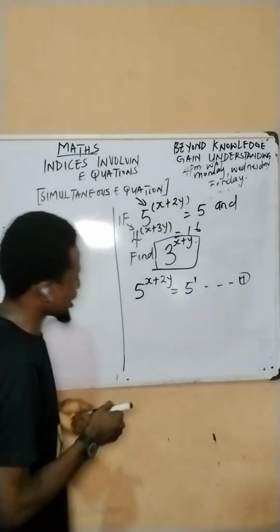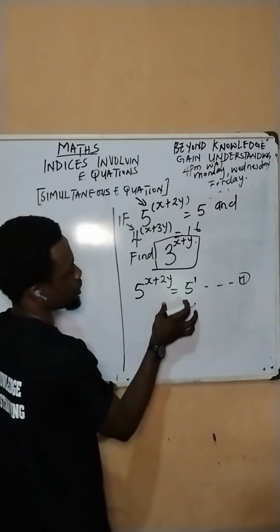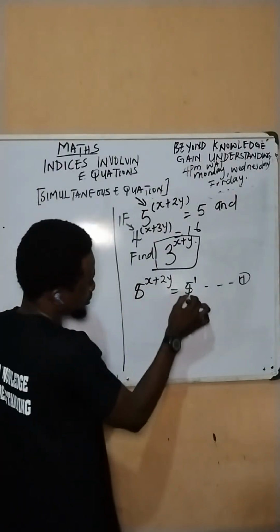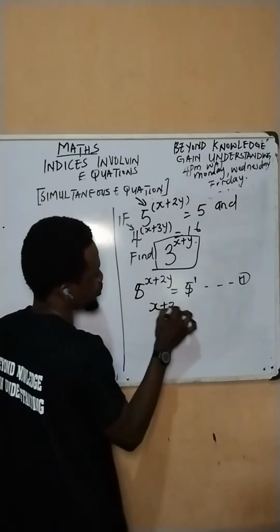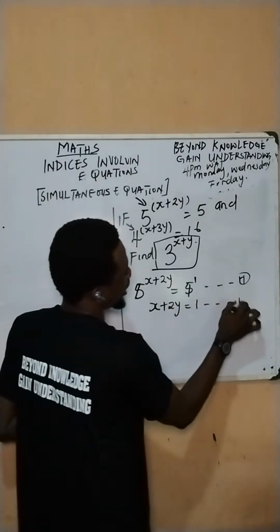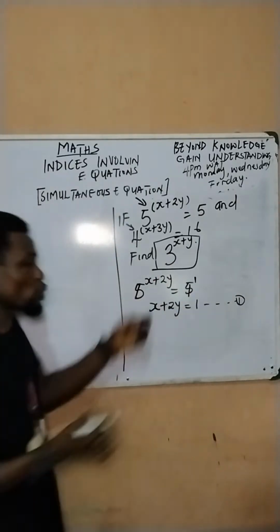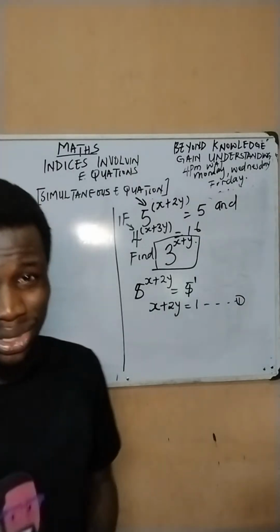So if that is the case now, since the bases are equal, we equate their power. So the bases cancel out, and then it becomes x plus 2y equals 1. This now becomes our main equation 1 that we'll be using to solve the simultaneous equation.